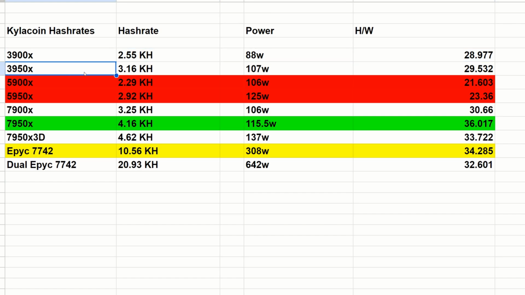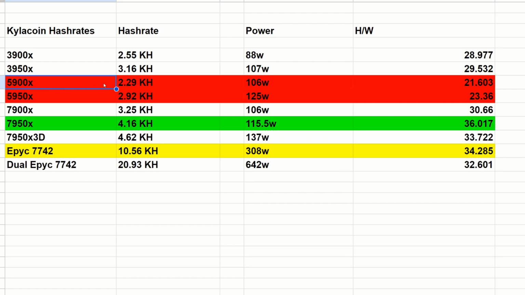For the 3950X, we have 3.16 kilohash at 107 watts, coming in at 29.532, which is slightly more efficient. The 16 core does seem to be better than the 12 cores in efficiency, which does make sense. But the interesting thing here, and remember, when it went to the 3000 to the 5000 series, they did drop that base clock by 100 megahertz. And here we're actually seeing that this made the 5000 series the worst CPUs for Kylacoins in terms of efficiencies.